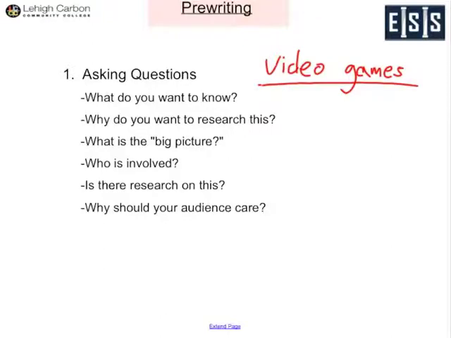Now, let's look at this big picture here. What's the big picture in this? Well, stepping back and looking at the big picture, I think that video games might be too broad of a topic. There's not really an argument here yet.